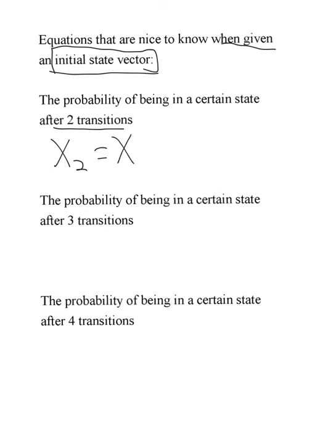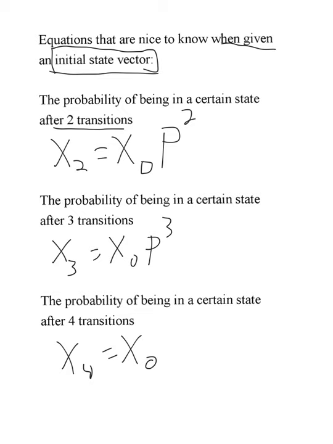So we call it x sub 2. So it's my x sub 0, my state vector, times p squared. Okay. 3 transitions, x sub 0 times p cubed. 4 transitions, x sub 0 times p to the 4th. Okay. So that's that.